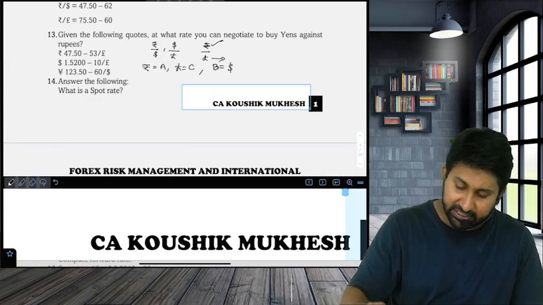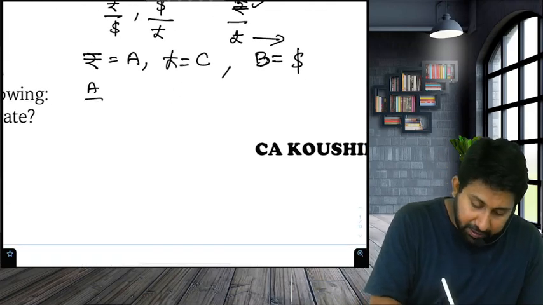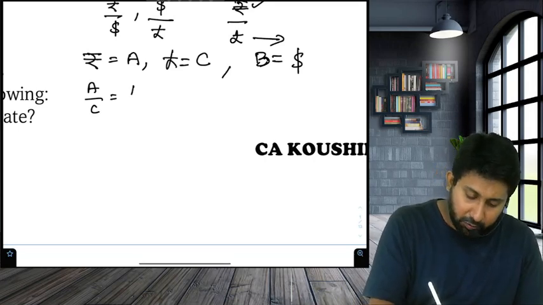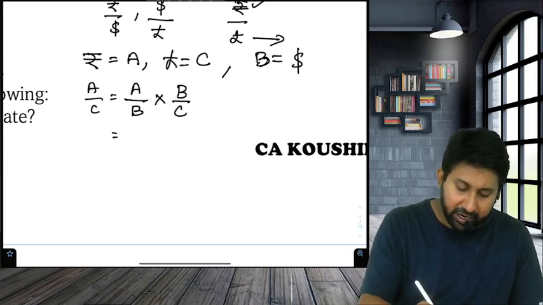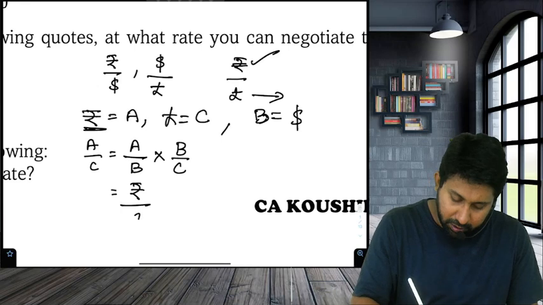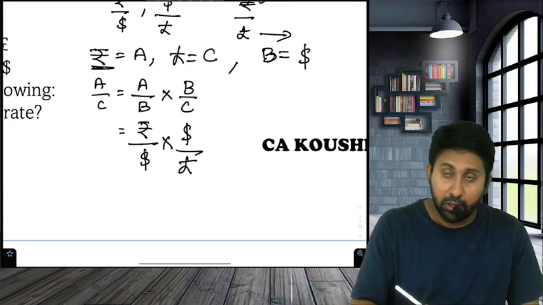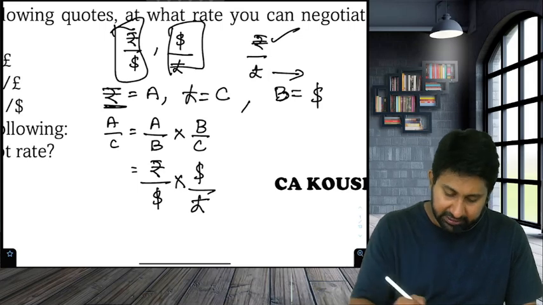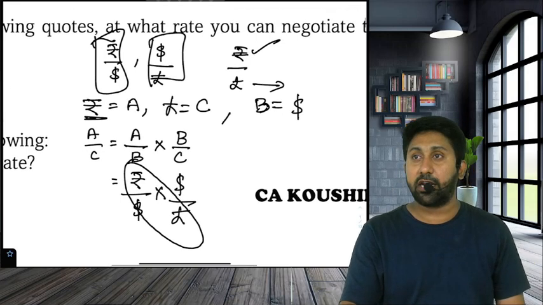Now how to understand this? See here now. A by C equals rupee by pound, you want, not pound by rupee. A by C equals A by B into B by C. Means how to write? A by B, A means rupee: rupee by dollar, into B by C, which is dollar by pound. Rupee by dollar is getting traded or not? Yes. Dollar by pound is traded or not? Yes. Then you can calculate rupee per pound. This is how you can calculate a cross currency quotation.